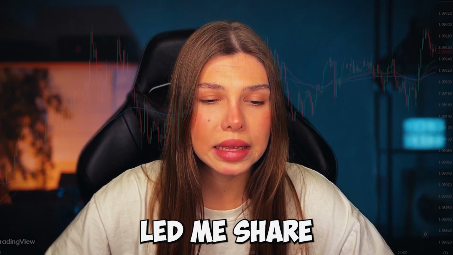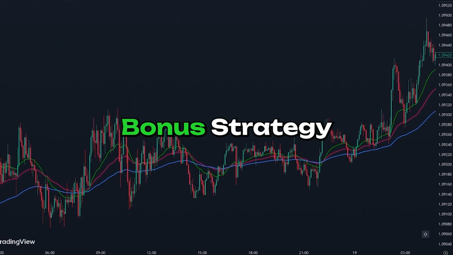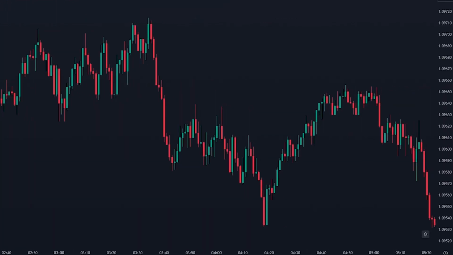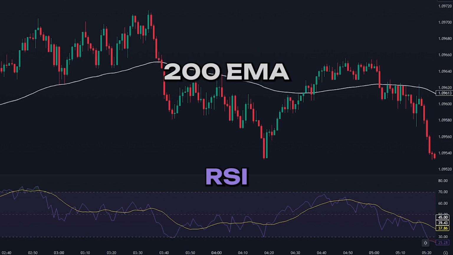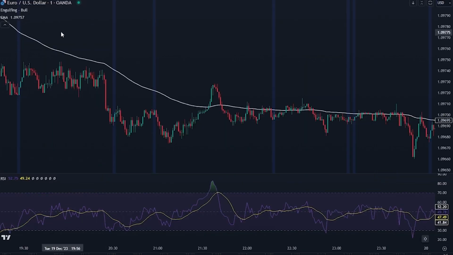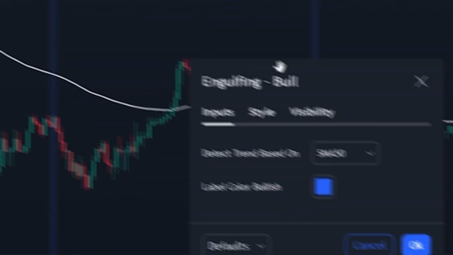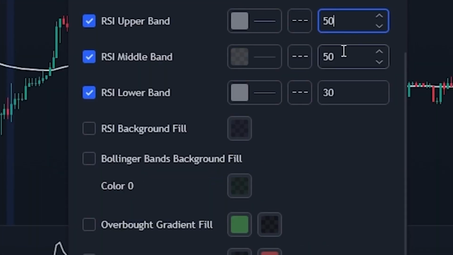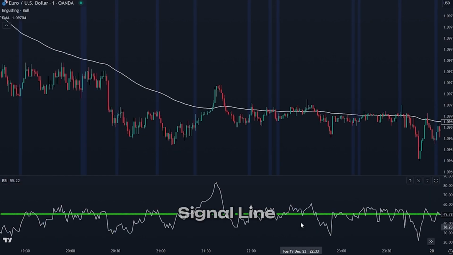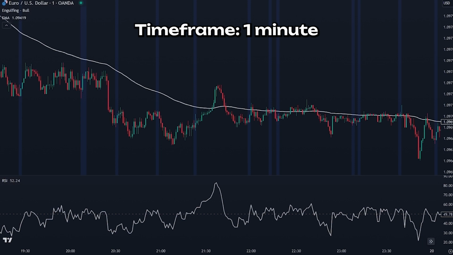Now, as a bonus, let me share another highly effective scalping strategy with you. For this specific approach, I'm using a mix of RSI, the 200 EMA, and the engulfing pattern. First, you need to change the settings for the engulfing pattern to no detection. Next, for your RSI, you want to set it above 50. So now you have a signal line in the middle of the RSI. Next, we're gonna be using the 1-minute time frame.